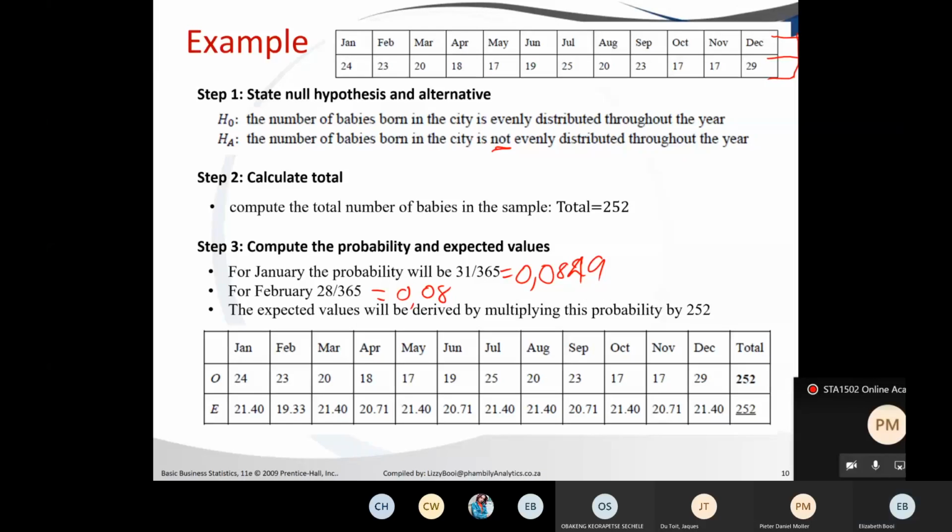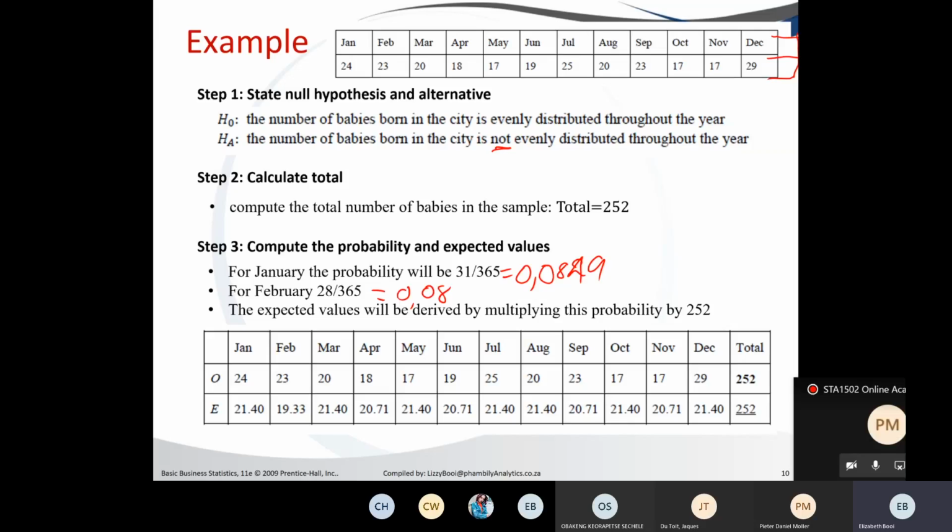Then those with 30 days, for example, April has 30 days, so you will say 30 divided by 365, and it will give you the answer 0.0822, and you multiply that with 252, and that will give you 20.71.